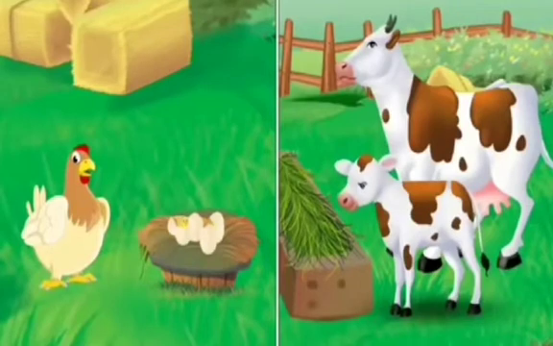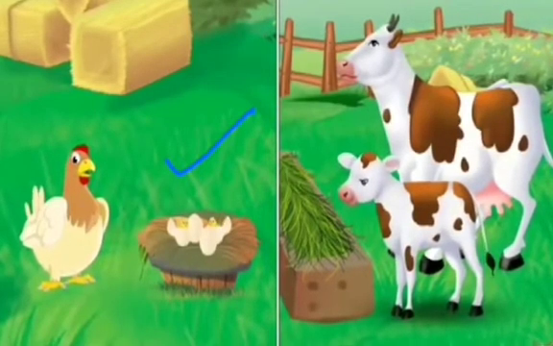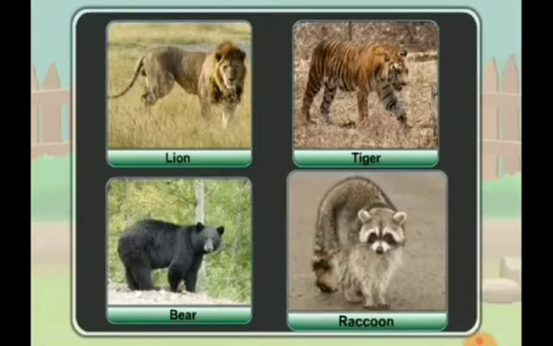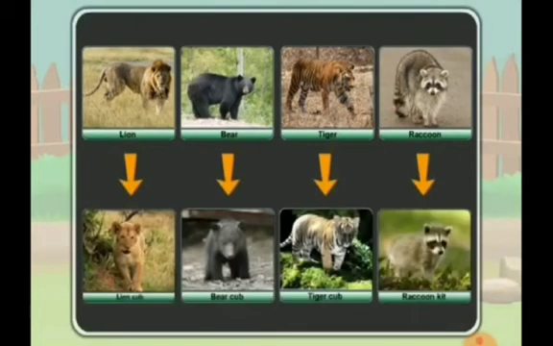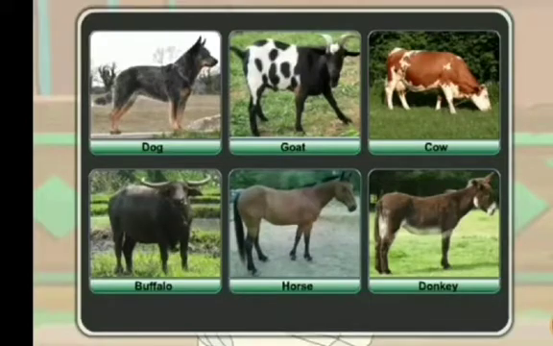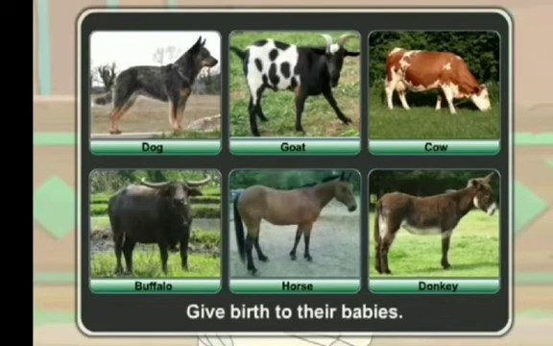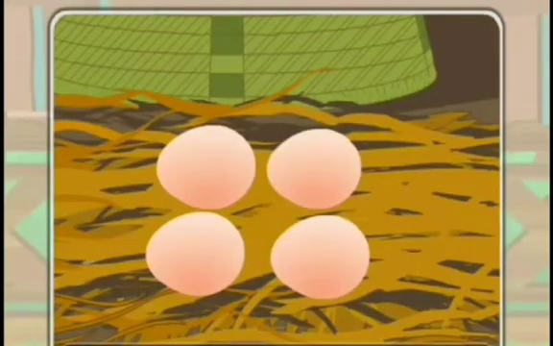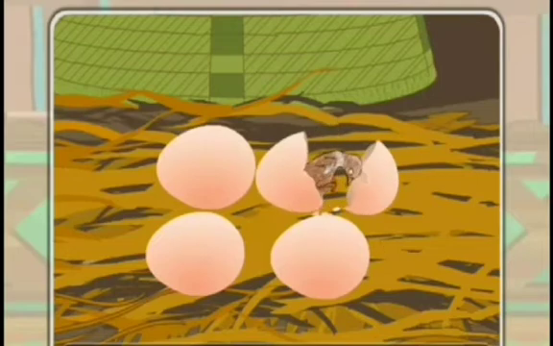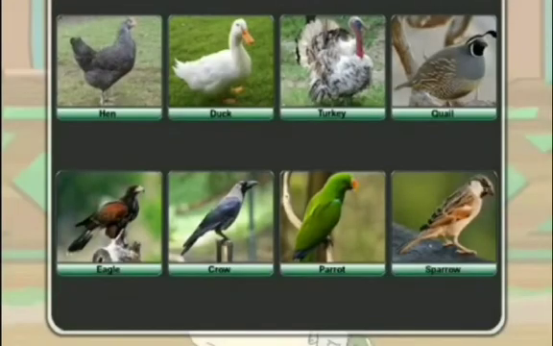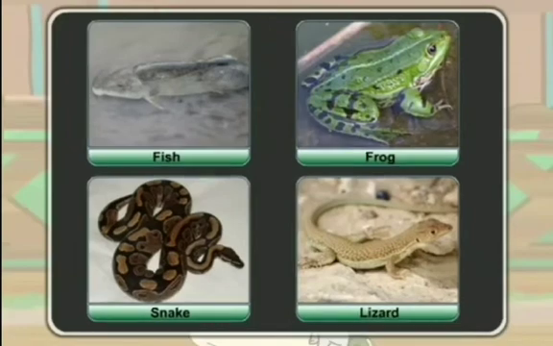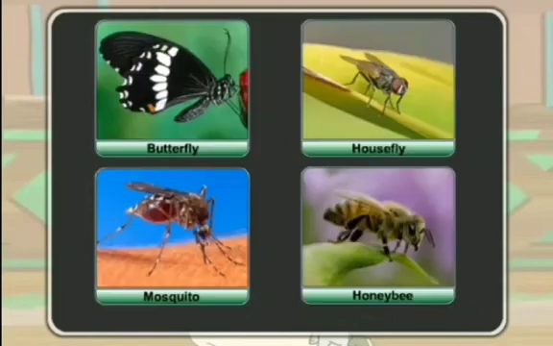Animals produce their young ones either by laying eggs or by directly giving birth to their babies. Let us see some examples of animals that directly give birth to their babies. But some animals produce their babies from eggs. Birds also reproduce by laying eggs. Let us see some more examples of animals and insects that reproduce by laying eggs.